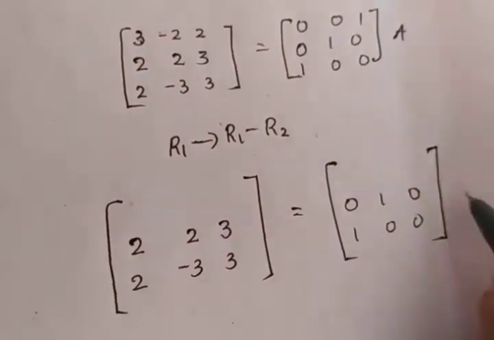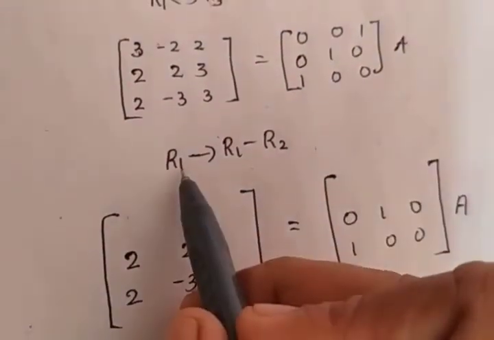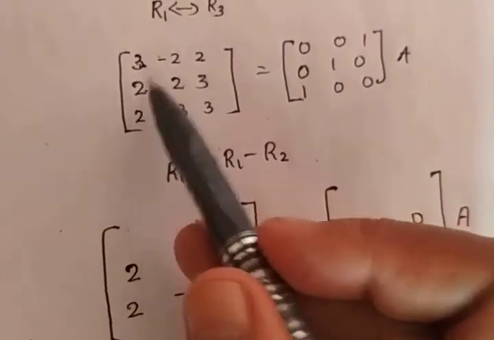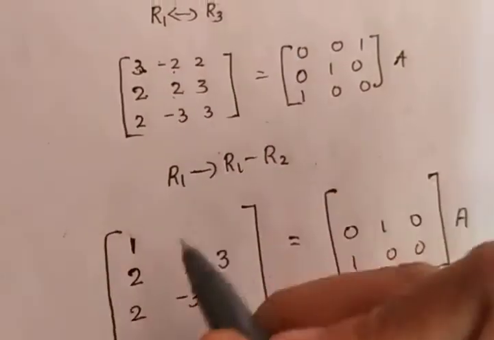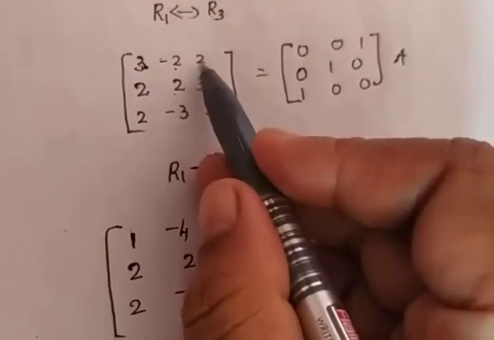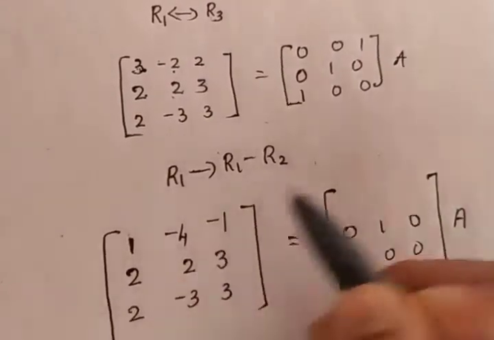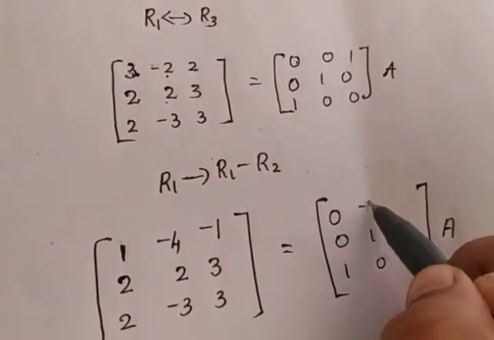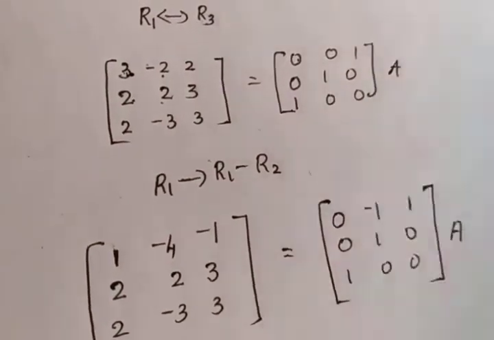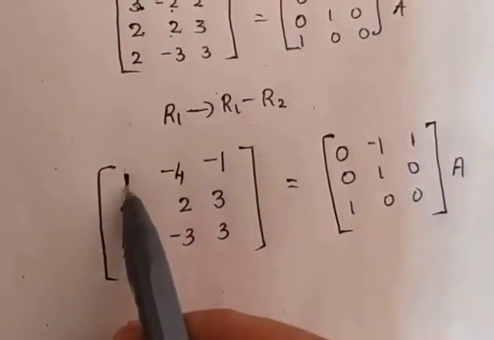1, 0, 0, same. What you have to do with the first row is subtract first row and the second row. So 3 minus 2 gives you 1. Minus 2 gives you minus 4. 2 minus 3 gives you minus 1. Again, 0 minus 0 is 0. 0 minus 1 is minus 1. 1 minus 0 is 1. So we got a 1 in the first row.